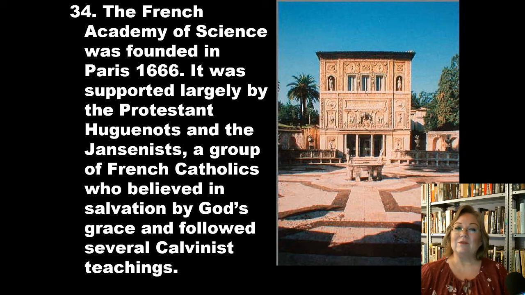Okay, the French Academy of Science was founded in Paris in 1666, and it was largely supported by the Protestant Huguenots because the Protestants were more likely to question things. And then also Jansenists, who were a group of French Catholics who believed in salvation by God's grace, and they followed several of the Calvinist teachings, but most importantly, they believed in salvation and God's grace. There are plenty of saved Catholics out there. Don't let anybody tell you different. But this French Academy of Science came after the English Royal Society.